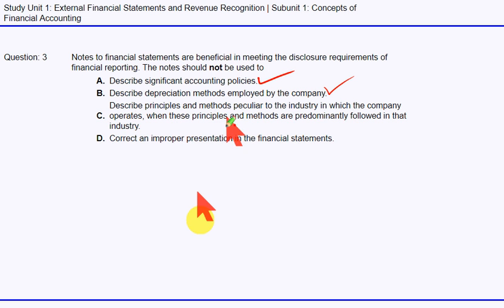Describe the principles and methods peculiar to the industry in which the company operates, when these principles and methods are predominantly followed in that industry. That specifically needs to be adopted. If I am in the extraction industry, it's a unique business. So there are certain peculiar features in my business, so they have to be represented in notes. Since my business is like this, ABC is something that must be included in notes. But you cannot use notes to correct an improper presentation of the financial statements. Deliberately something wrong in the financial statements, you cannot use notes to correct that. So this is what you can't do.